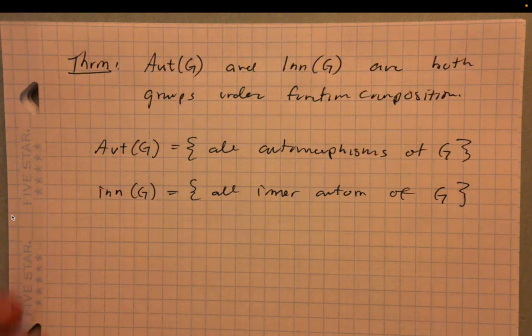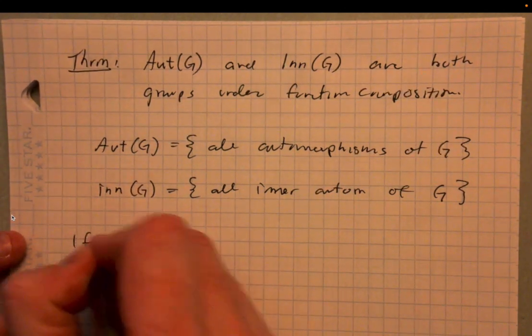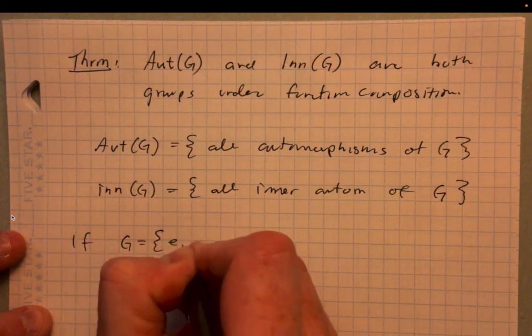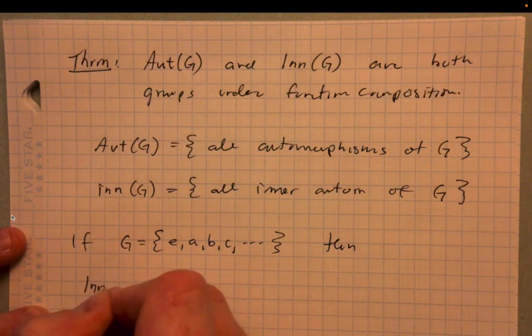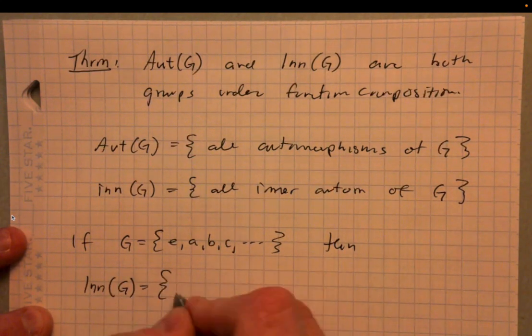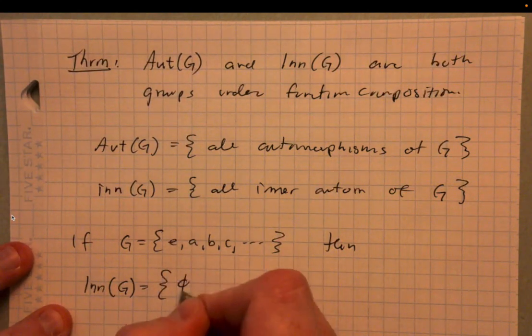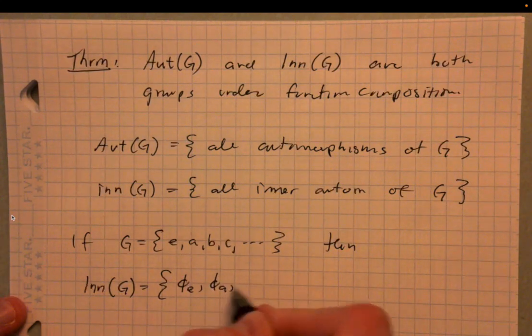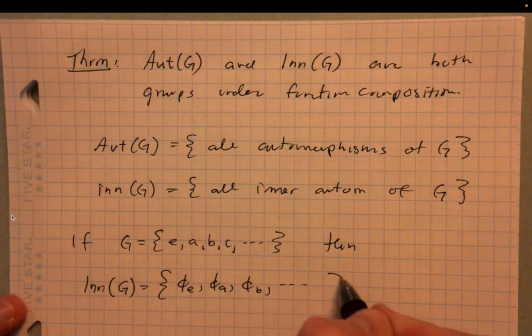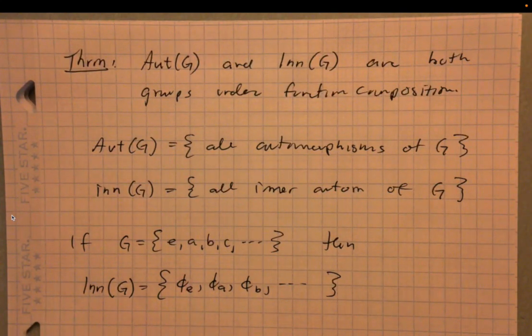Right? Now the inner automorphisms of G are actually really easy to find. So if a group G is E, A, B, C, and so on, then the inner automorphisms of G are really easy to find. They're just, however you want to denote the function, the function with E, the function with A, the function with B, and so on. So these are really easy to find. Some of these elements, of course, could be duplicative, right? Phi of A may be the same as phi of B, but in general, it's easy to identify all the inner automorphisms of G.